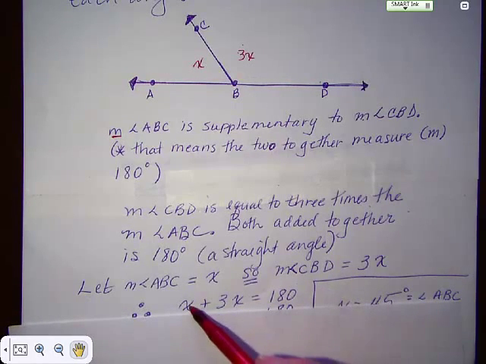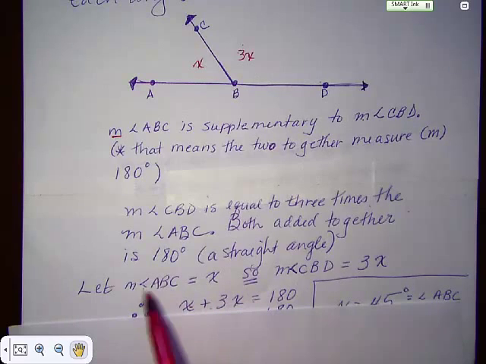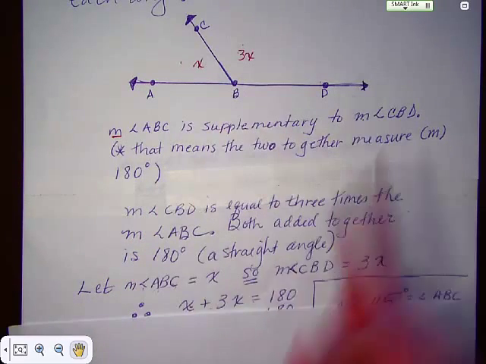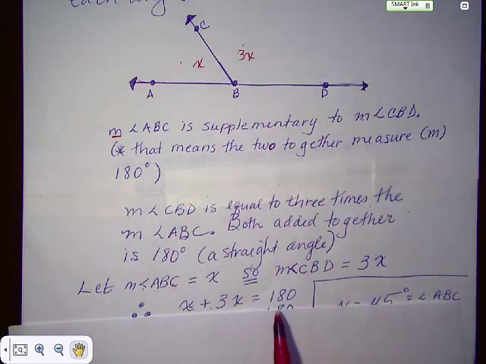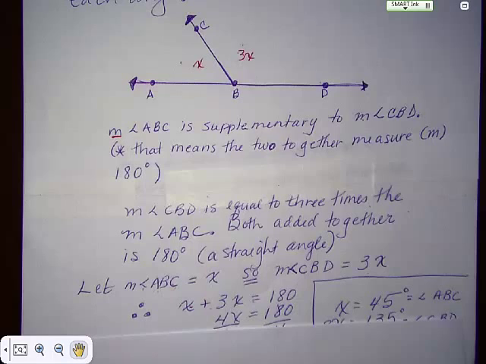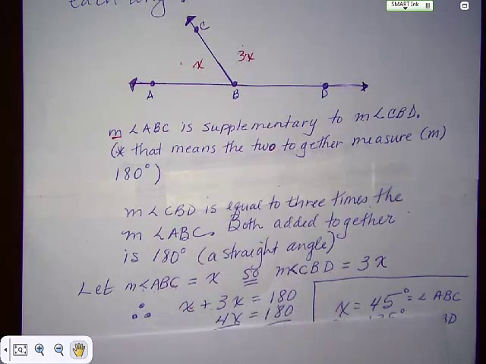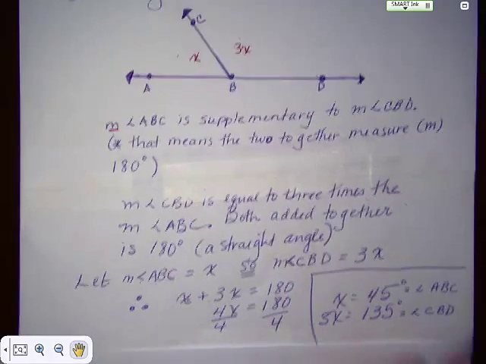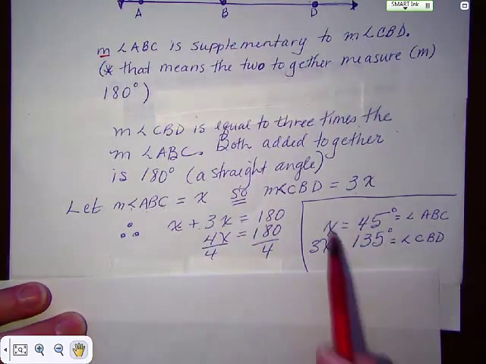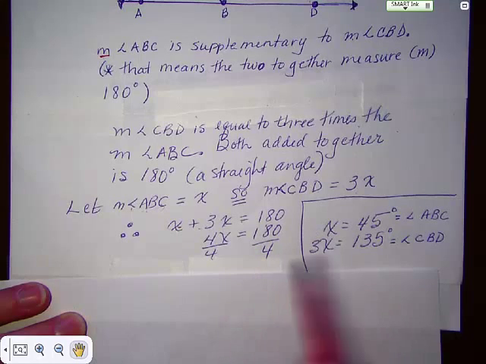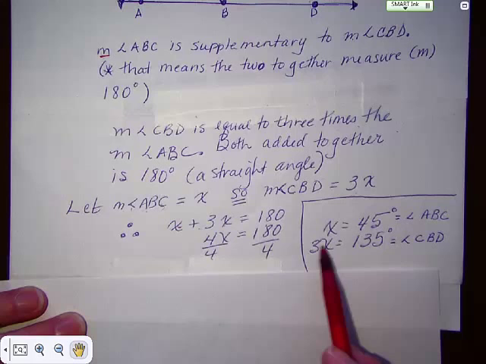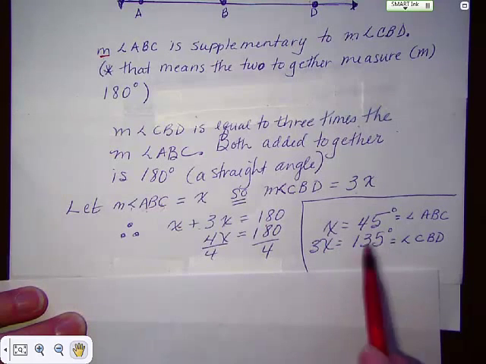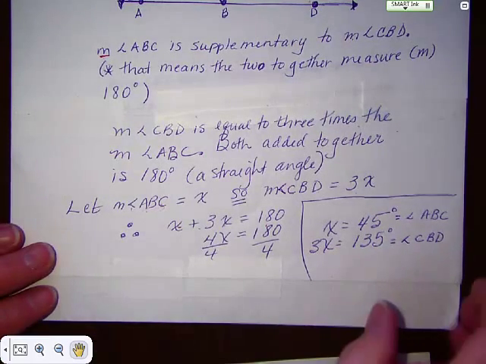So x plus 3x, because we're letting the measure of ABC be x, plus the measure of CBD, 3x, equals 180 degrees. 3x and 1x is 4x. 4x equals 180, because that's a straight angle. Divide both sides by 4, and we end up with x equal to 45 degrees, and 3x equals 135. You add those two together, you get 180.